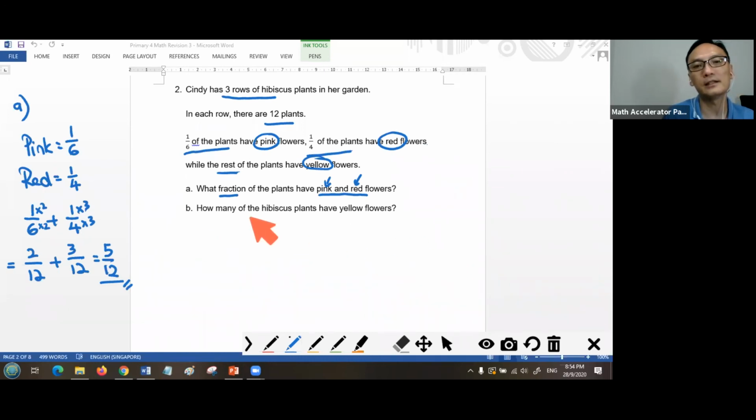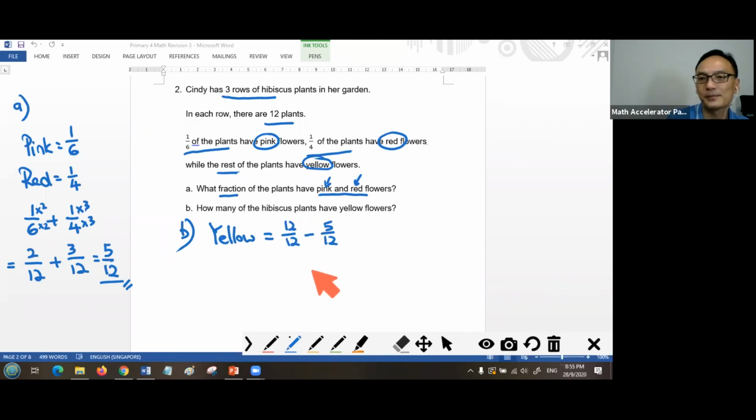Now, the next thing is how many of the hibiscus plants have yellow flowers? Right, that's part B. So before we can find how many, right, we have to find what is the fraction of yellow flowers. Can you help me? Oh, very good, Lloyd. That's very clear. So Lloyd says we take 12/12 minus 5/12. Is that true, everybody? Do you agree with him? If you agree, can you type yes?